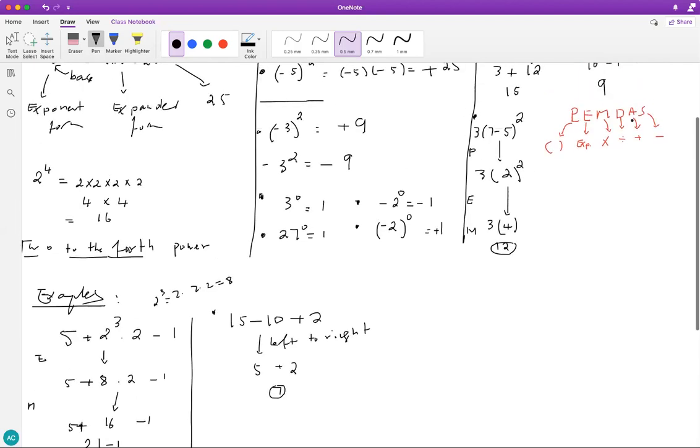Same thing with multiplication and division. They're about the same level, so when they're next to each other, we evaluate left to right. Even if the division comes first, we do it first. We don't do multiplication first, we do left to right. So both of these and these, we evaluate left to right.